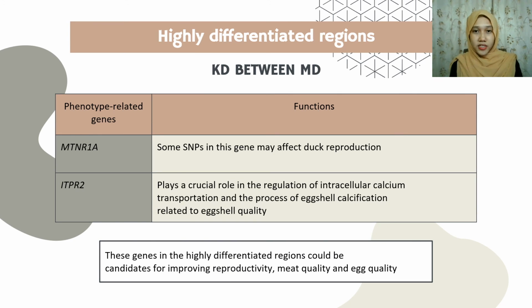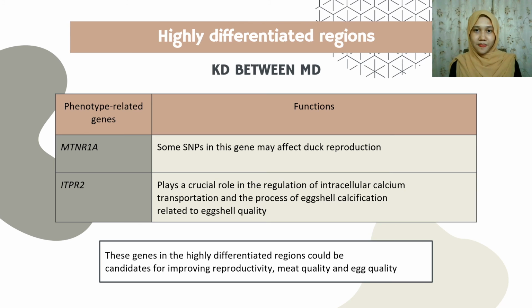In highly differentiated regions between KD and MD, they found two interesting genes, MTNR1A and ITPR2. Their functions are as follows. They have suggested that these genes in the highly differentiated regions could be candidates for improving reproductivity, meat quality, and egg quality.